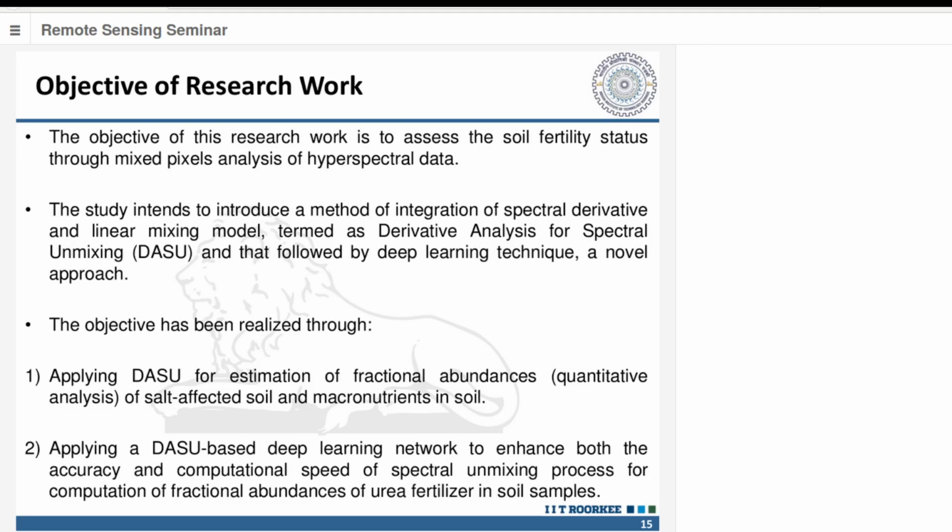So the objective of this work is the assessment of soil fertility status through mixed pixel analysis of hyperspectral data. The study intends to introduce a method integrating spectral derivative and a linear mixing model, termed derivative analysis for spectral unmixing, called DASU, followed by a deep learning technique, a novel approach. The objective has been realized by applying DASU for estimation of fractional abundances, quantitative analysis of salt-affected soil and micronutrients in soil, and applying a DASU-based deep learning network to enhance both the accuracy and computational speed of the spectral unmixing process for computation of fractional abundances of urea fertilizer in soil samples.